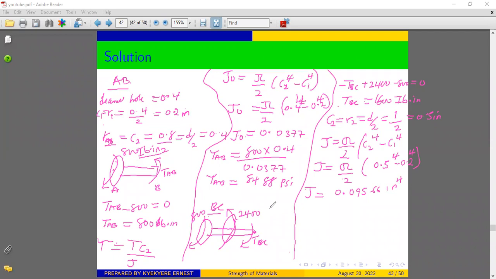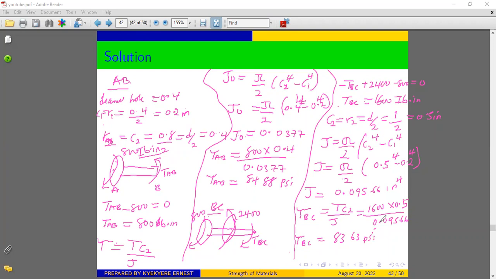Then, from here, we can just determine the stress in BC. The stress in BC will be equal to the torque in BC, the internal torque, times C2 over J. And from there, when you put all those values in, we have 1,600 times 0.5 over 0.0956. And from there, our stress in BC is going to be 8363 PSI.